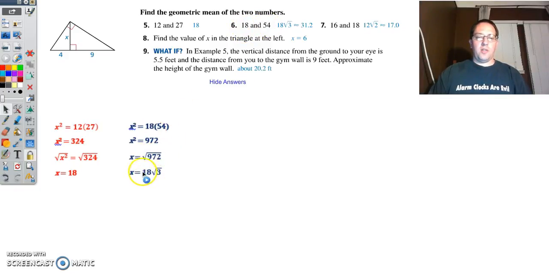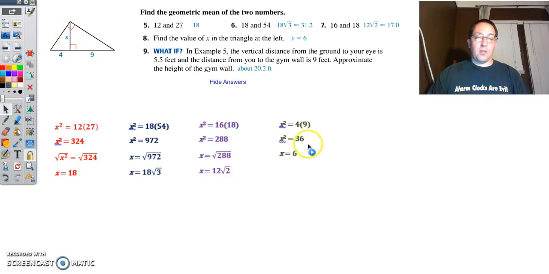We want to simplify that, and we end up with 18 square roots of 30. Same thing on number 7. Simplifies square root of 288, and we end up with 12 square roots of 2. Alright, so number 8, though, we need to find the length of x. And so we look at this and we say, okay, this is the altitude, so that means this is my geometric mean. So x squared equals 4 times 9, which is 36. Square root of 36 is 6.